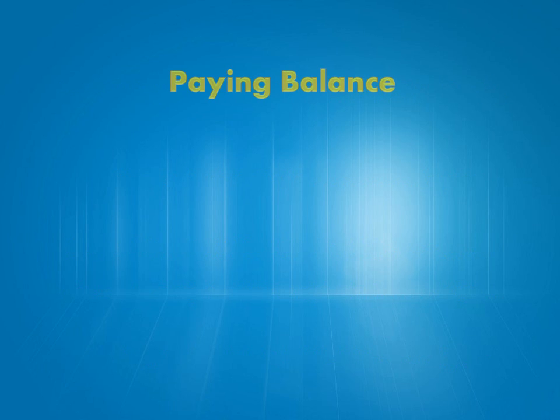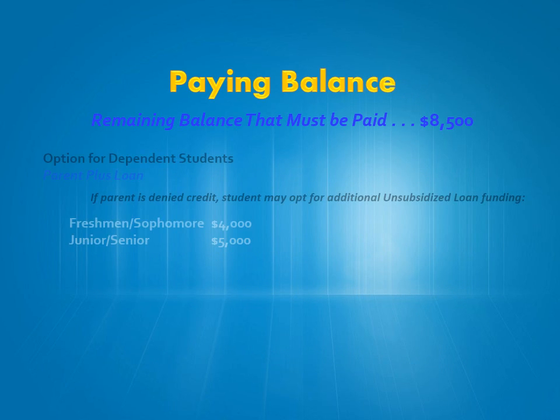Students have a few options when determining how to pay the remaining balance. Dependent students have the option of a Parent PLUS loan. This is a loan in the parent's name and it is based on credit. If a parent is denied this loan, the student can look into the option of an additional unsubsidized loan up to $4,000 for freshman and sophomore students and up to $5,000 for junior and senior level students. A parent can apply for a PLUS loan using the link in the award letter or by visiting studentloans.gov.